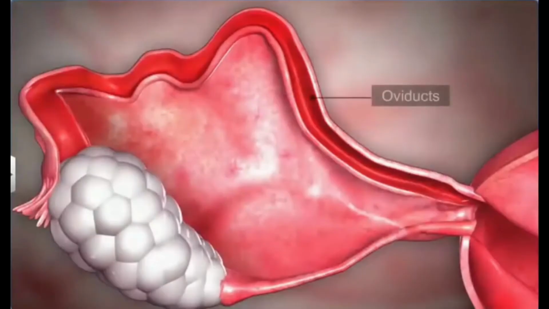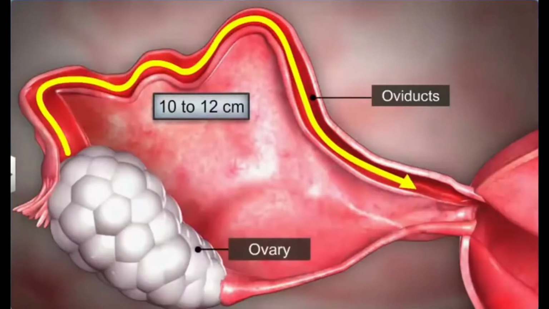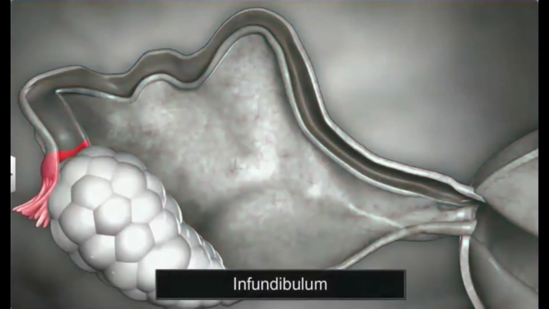The pair of oviducts, or fallopian tubes, is about 10 to 12 cm long and extends from the periphery of each ovary to the uterus. Each oviduct is differentiated into 3 parts, namely the infundibulum, ampulla, and isthmus.